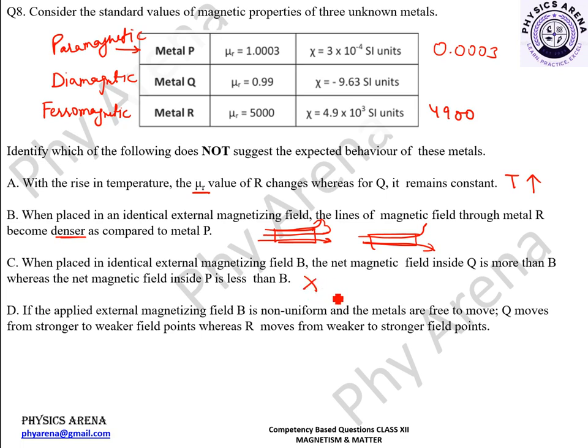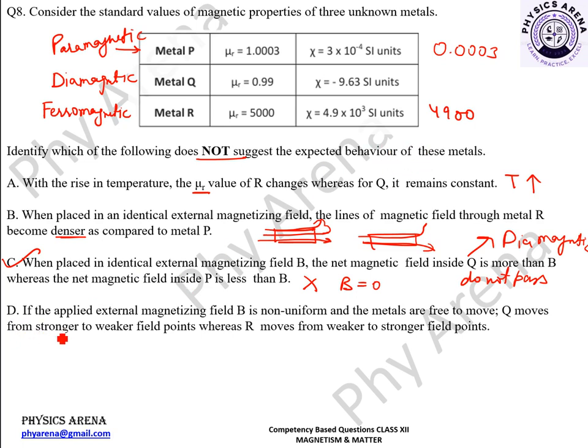This is not true because Q is a diamagnetic material, and for diamagnetic, the field lines do not pass. So since they do not pass, B is 0 inside diamagnetic, but it is saying it is more than the field inside P. But for paramagnetic, there exists some field. So this statement is not true. So this is the correct answer. It does not suggest the expected behavior of these metals.